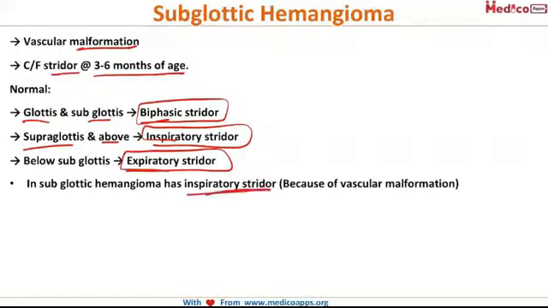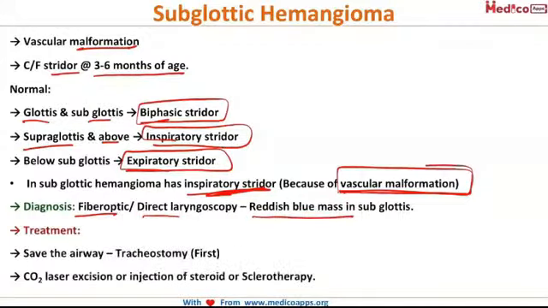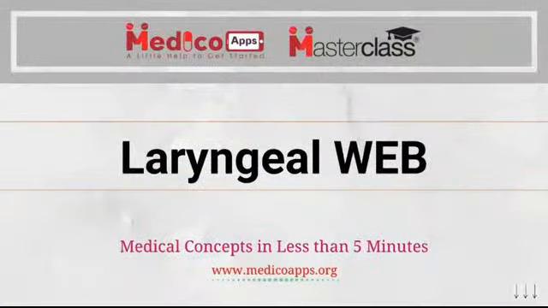But in subglottic hemangioma, there is inspiratory stridor due to the presence of vascular malformation. The diagnosis will be via fiberoptic laryngoscopy or direct laryngoscopy, and on examination you can find a reddish blue mass in the subglottis. Once diagnosis is confirmed, the most important treatment is tracheostomy to save the airway, and carbon dioxide laser excision or injection of steroid or sclerotherapy for the vascular malformation.